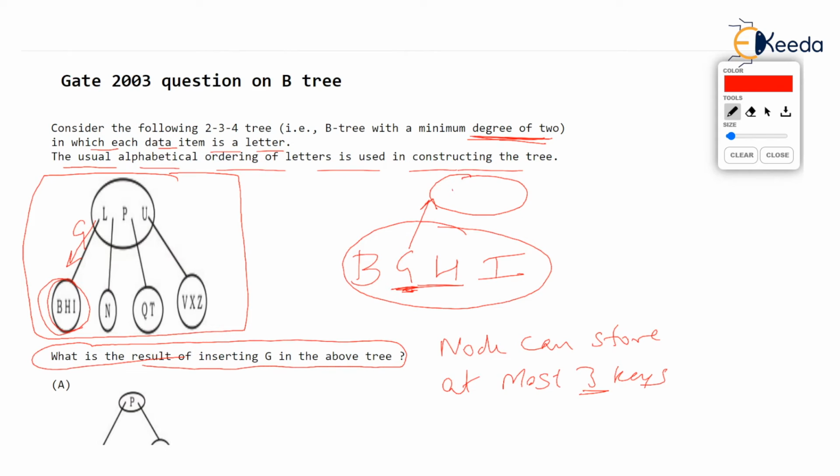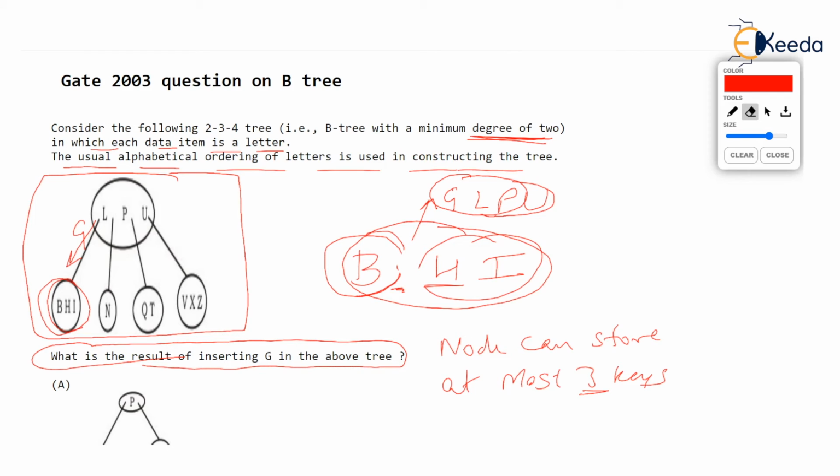GLPU. Yes, it should be sorted. So G joins LPU, the root. And we get a new node here, B. Check this. And we get a new node, HI. Check this. And G has been propagated up to the parent.